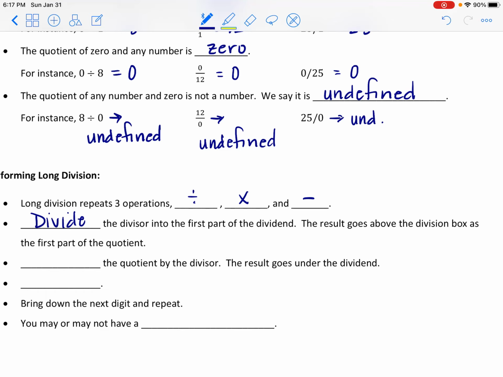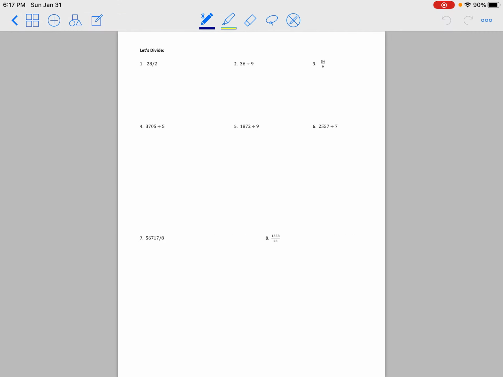Once we have that there, we multiply. And I will model this, I promise. Multiply the quotient, the first part that we got in that last step, by our entire divisor. That result is going to go under the dividend, and then we will subtract it. From there, we bring down the next digit, and we repeat that process. Maybe 2, 3, depends on the place value of the number we're looking at. But we repeat the divide, multiply, subtract until we're at the end of our quotient, and you may or may not have a remainder. So it may go in evenly, and it may not, and I'll show you what to do. Okay, so let's look at some division.